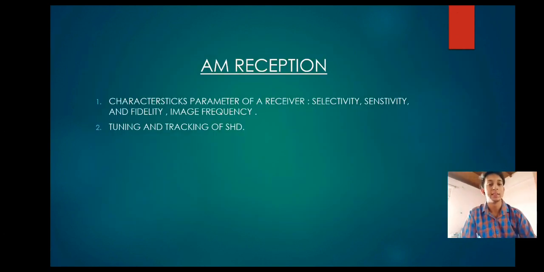Today we will discuss some topics on AM receptions, that is characteristics parameter of a receiver, selectivity, sensitivity, fidelity and image frequency. And the other topic is tuning and tracking of SHT.